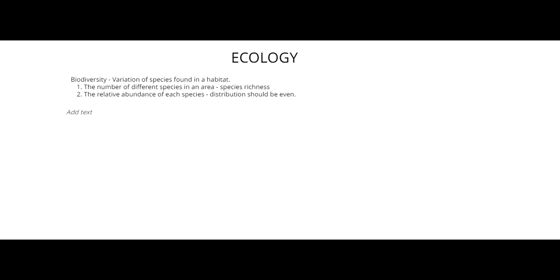Now, how do we actually do sampling in ecology? For our ecology, sampling is done using a quadrat. What is a quadrat? I'm so sorry, I keep saying it wrong. It's quadrat, not quadrant. Okay, it's a quadrat. Now, a quadrat is actually a small square made of wood, plastic, or metal.